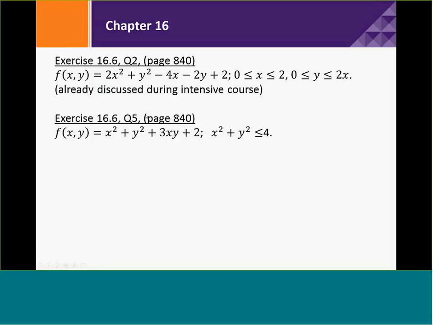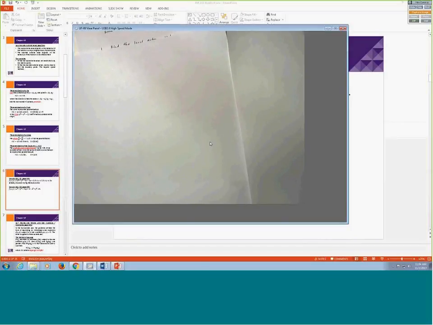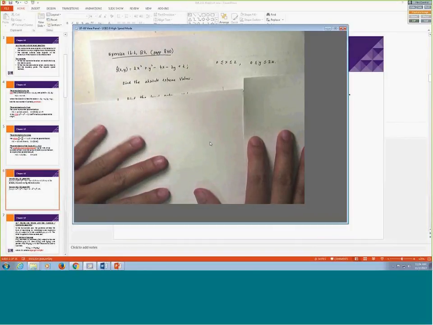So the first example we have discussed during the intensive course, so I will very quickly repeat this part. Then I will show the example where you need to use the parameterization of a line. And the next example will be the parameterization of a circle. So for exercise 16.6 question 2, since we have discussed it during the intensive course, I will repeat this very quickly. This is the question.